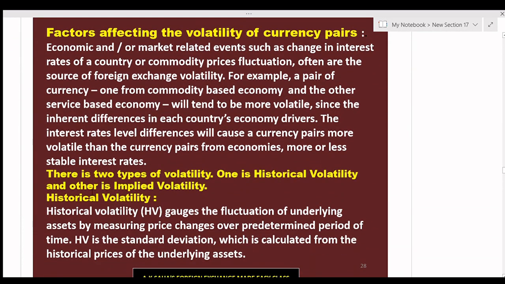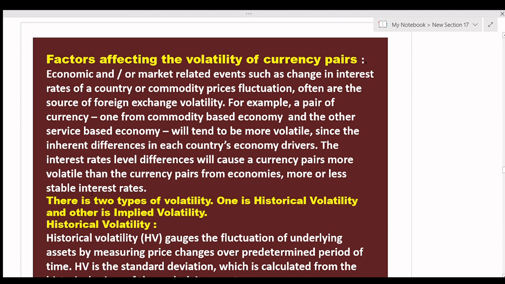Factors affecting the volatility of a currency pair. Economic or market related events, such as a change in interest rates of a country or commodity price fluctuations, often are the source of foreign exchange volatility.